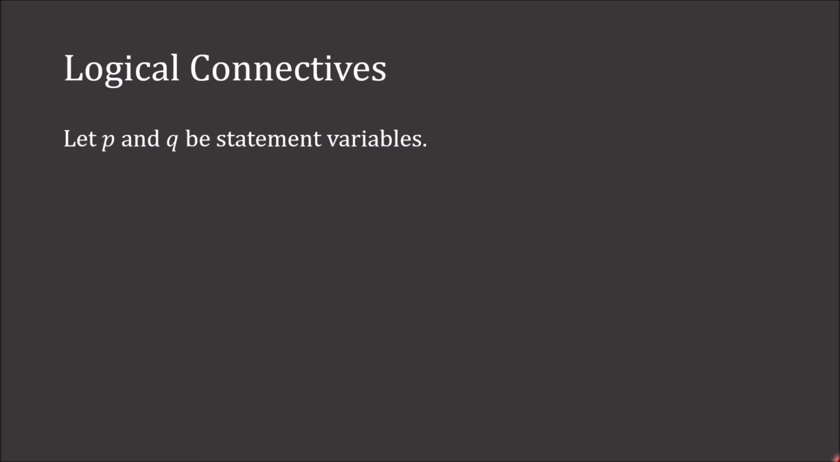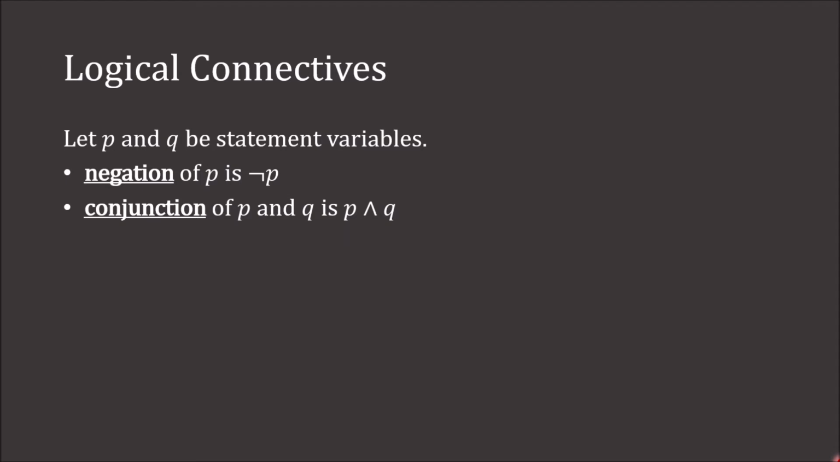The logical connectives. We're going to say that p and q are statement variables. The negation of p is not p. The conjunction of p and q is p and q. The disjunction of p and q is p or q. So negation simply is not, conjunction simply is and, disjunction simply is or.